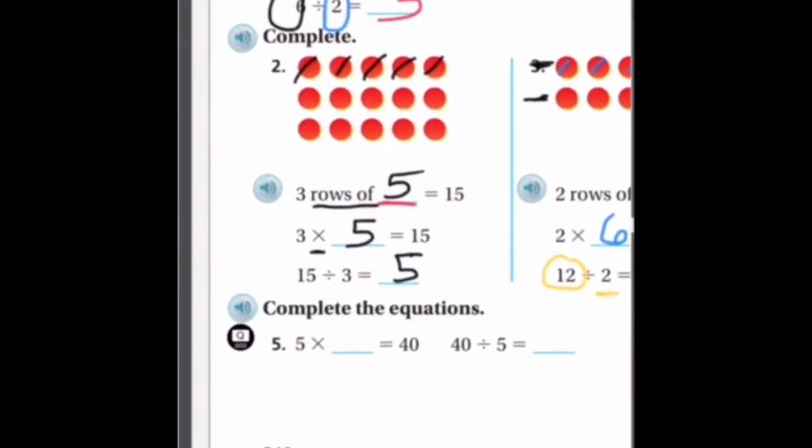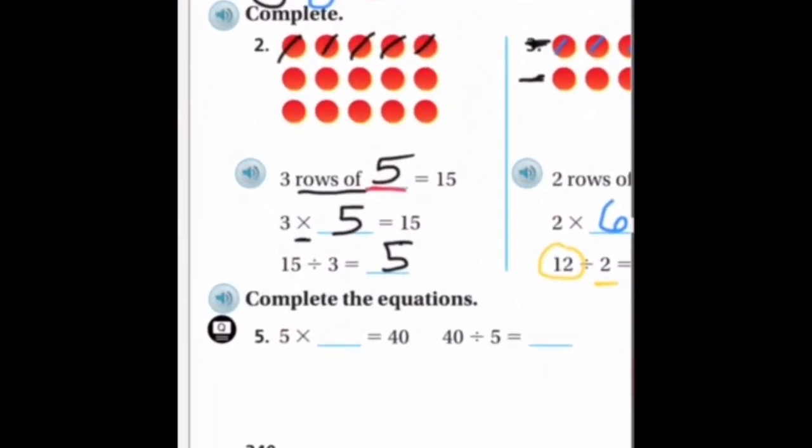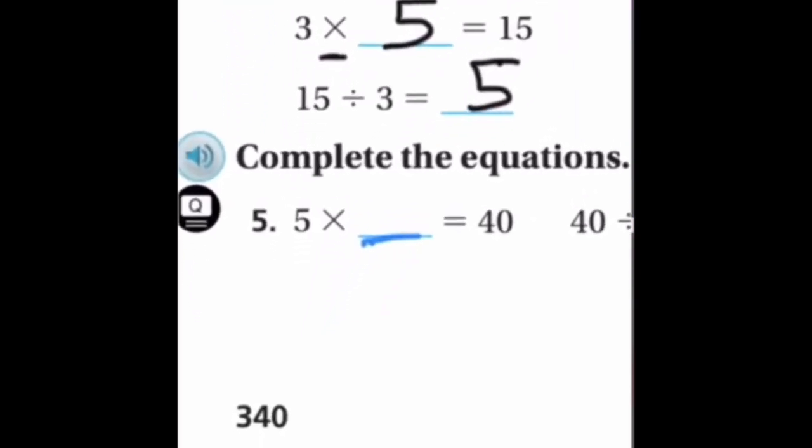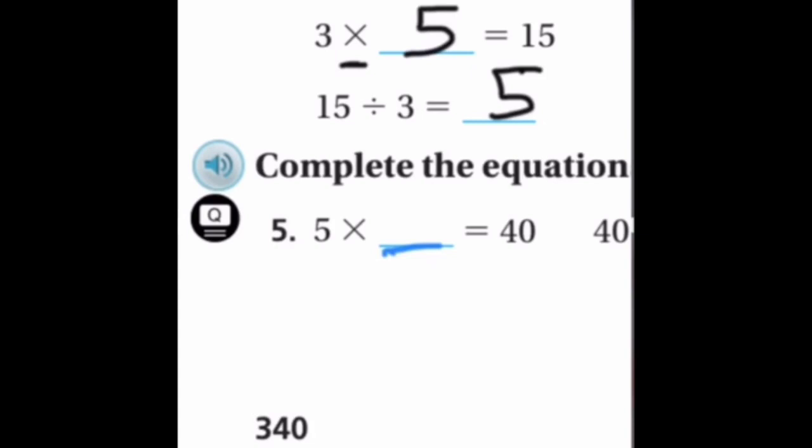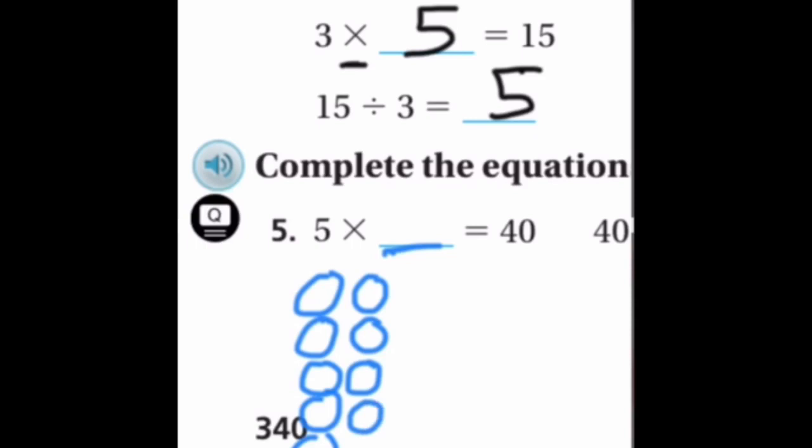Last couple questions here. It says for number 5 and 6, complete the equations. 5 times blank equals 40. Now, if you know your multiplication fact, that's great. You can solve that pretty easily. If you don't, we need to make 5 rows of something that equal 40. So I can make my array right here. Start off with 1, 2, 3, 4. Those are my 5 rows. I have 5. Add another 5, 6, 7, 8, 9, 10.